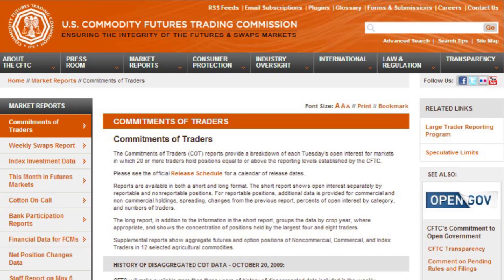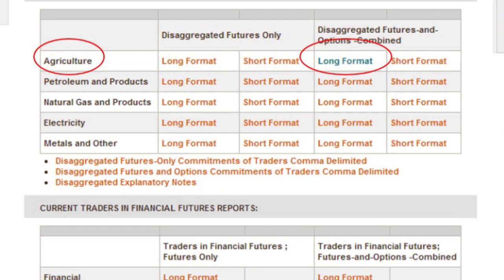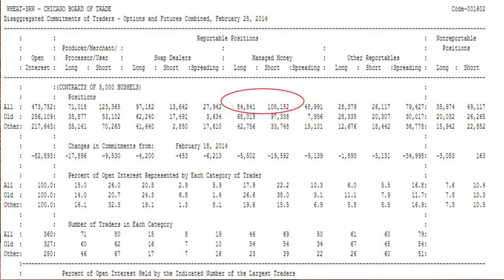Once you open up a web browser, go to Google, type in the CFTC report. This is the website that shows up. You scroll down to agriculture, click on long format. This is what shows up. The first part is Chicago wheat. You go to the managed money at the top, you subtract the short from the long, and that's how you get that net long or short position.